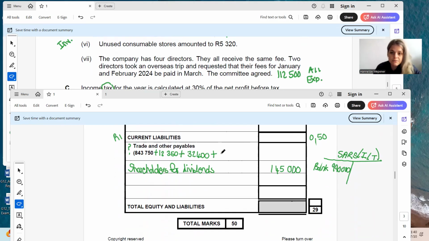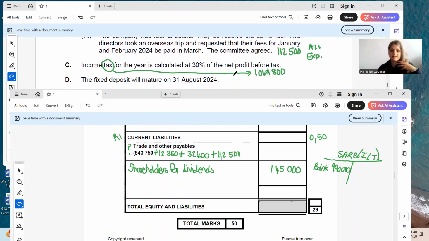So that is current liabilities, 112,500 over there. There we go. Okay. Then the income tax is calculated at 30% of the net profit before tax, and that's what we calculated the tax to be. So we have our SARS income tax account here already. The debit is the amount that we have already paid, and then the actual income tax expense amount goes to the credit side to show that this is what we owe SARS.